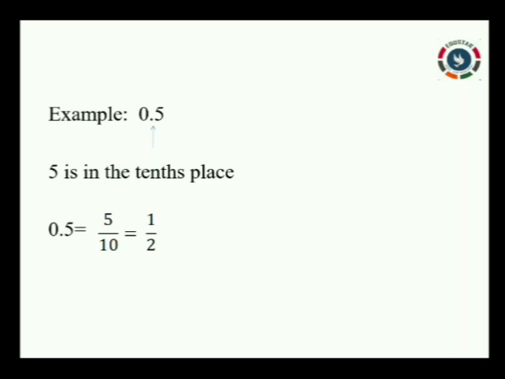Next one is 0.5. You are not having the whole part, then check the decimal part. In the decimal part you are having 5, right? What is the place value of 5? 5 is in the tenths place. So 10 is your denominator. So your fraction is 5 by 10. For the simplest form, both will divide in the five table. So your answer is 1 by 2. 0.5 is equal to the fraction 1 by 2.